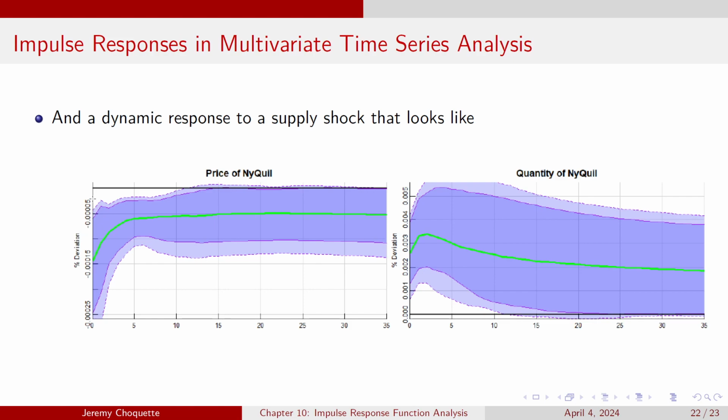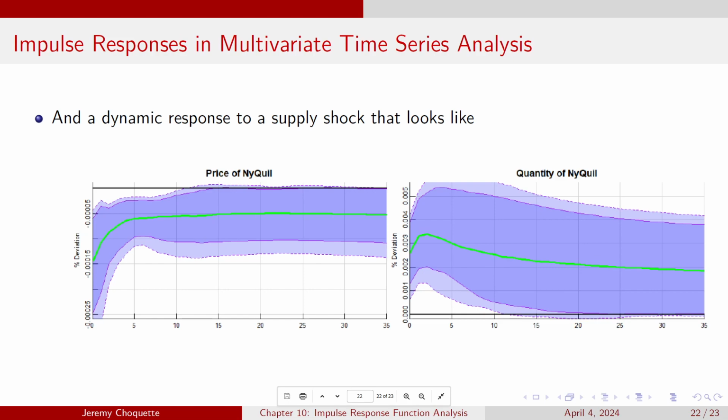What does the price do? When is the largest price response? Well, let's look here. These are negative numbers: negative 0.00005, negative 0.00015. So these numbers are negative. So it drops. The price of NyQuil drops, and yet it begins to increase. You'd be like, doesn't that mean the price increases? No. The initial response is that it drops, and then it returns to steady state. But the initial response is that it drops.